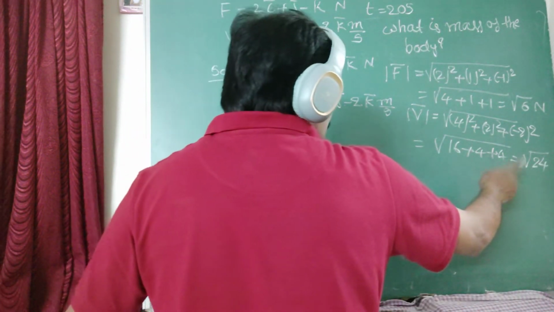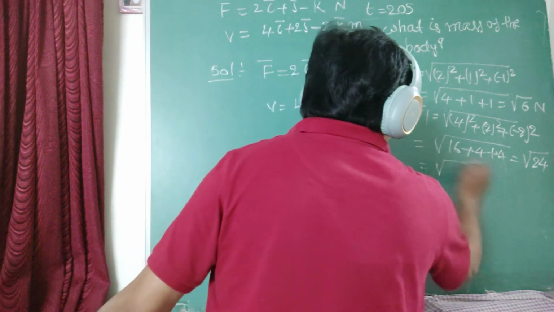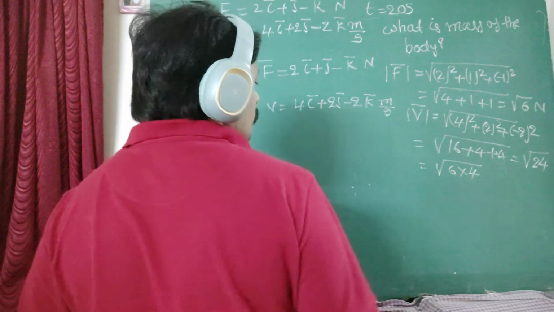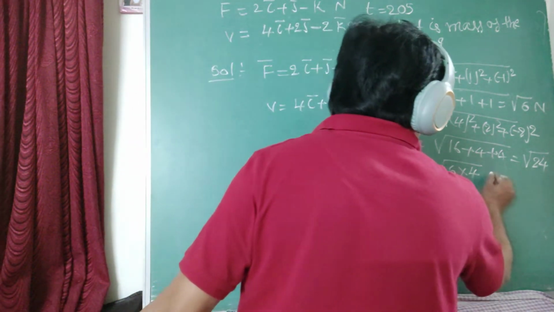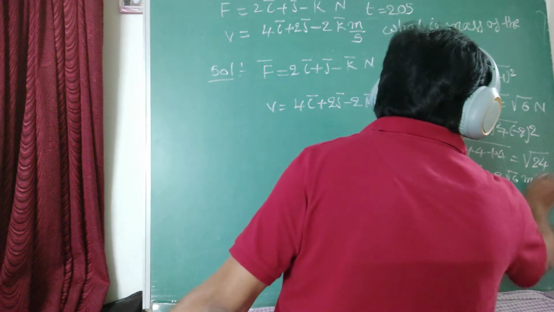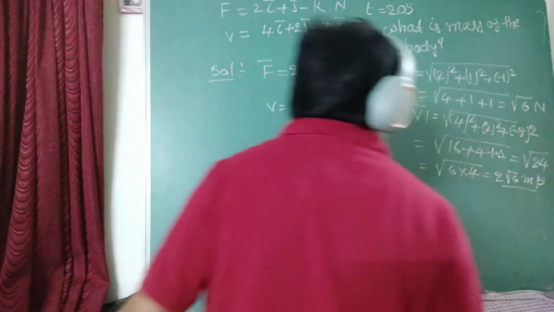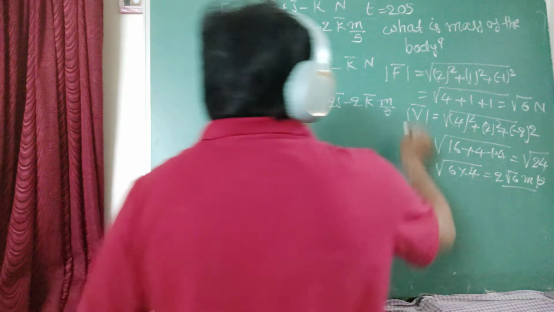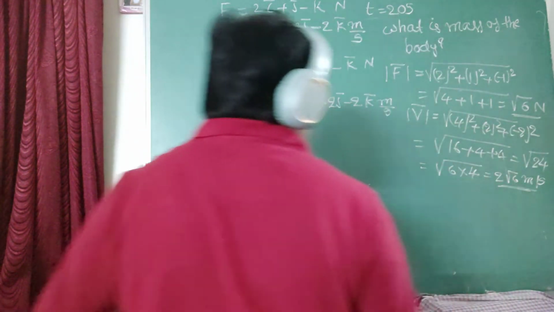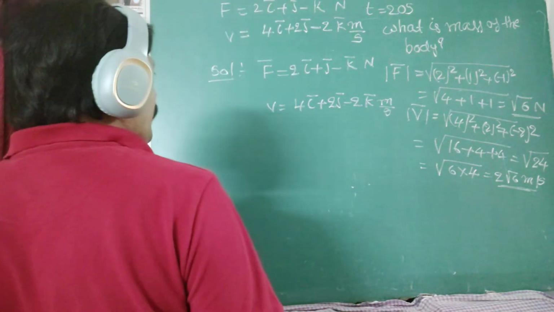We want to simplify this result. Now that should be represented by the product of 6 and 4. Now 4 you have to take outside the root, that is 2 root 6. The velocity expressed in meters per second. That means F bar value is root 6 and V value is 2 root 6 meters per second.